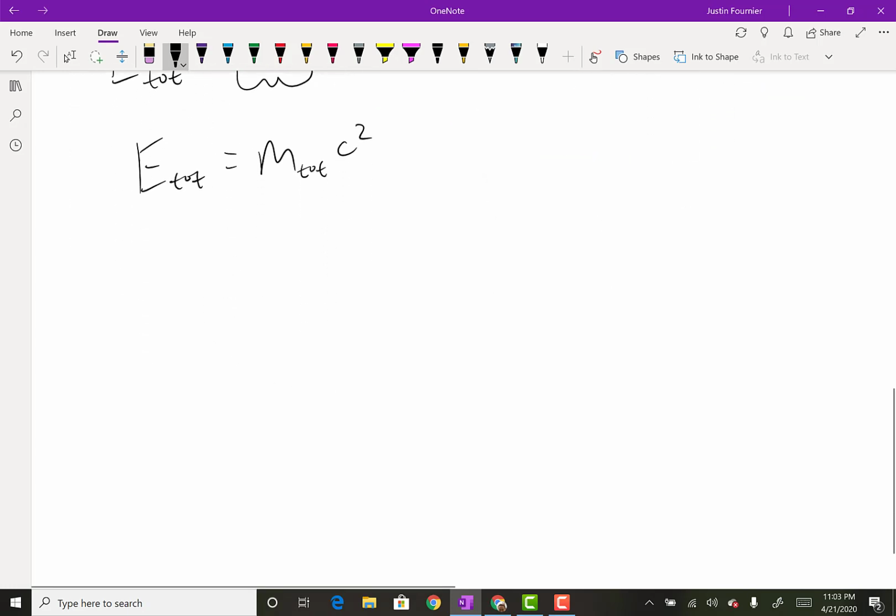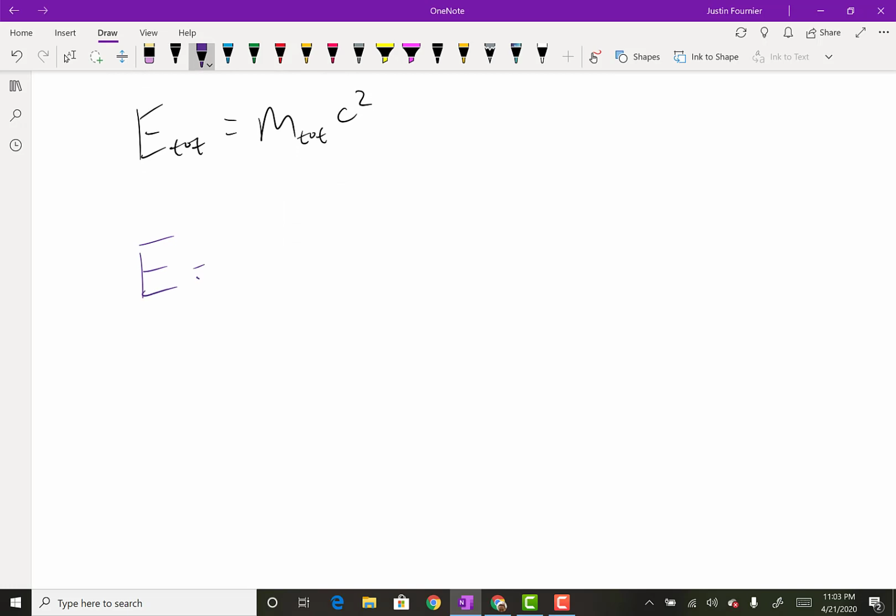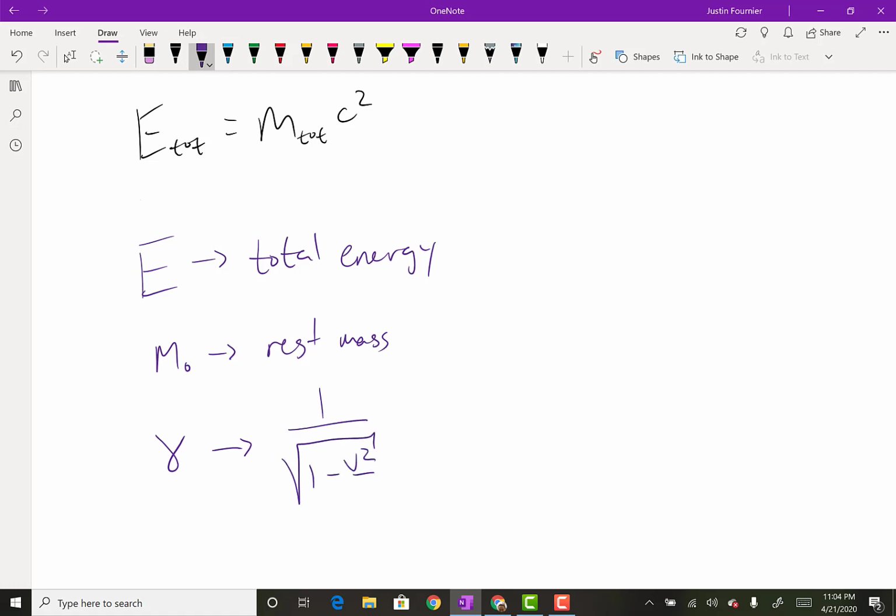So I'm just going to write down E equals, where E means total energy, because now I'm going to set you up for a bit of a derivation. Hopefully it's not too bad. We're going to say m naught is rest mass, and gamma is 1 over the square root of 1 minus v squared over c squared. You're free to use beta too if you'd prefer.